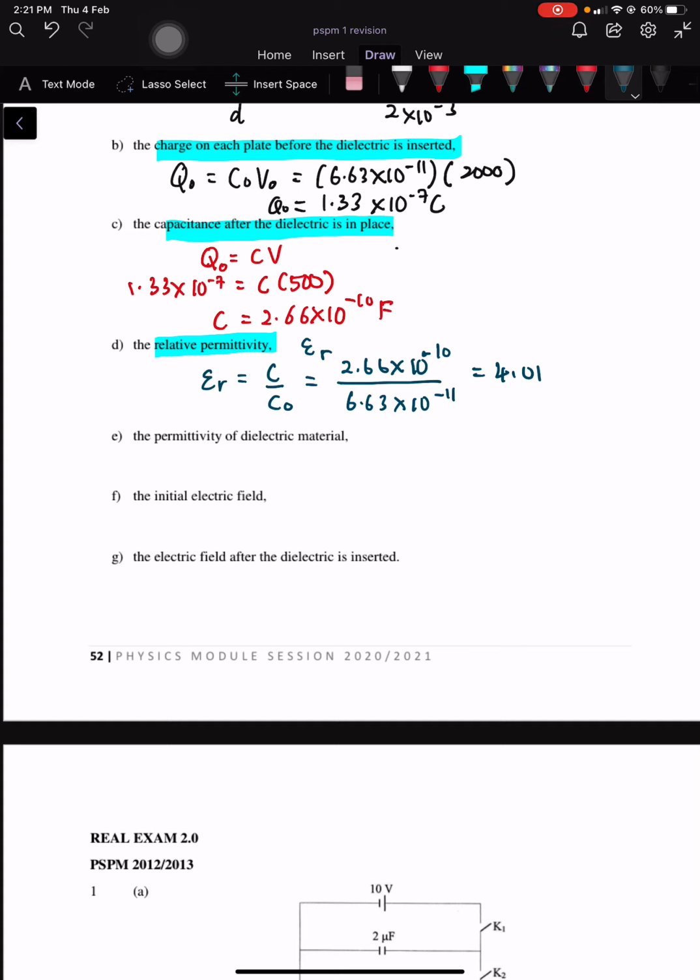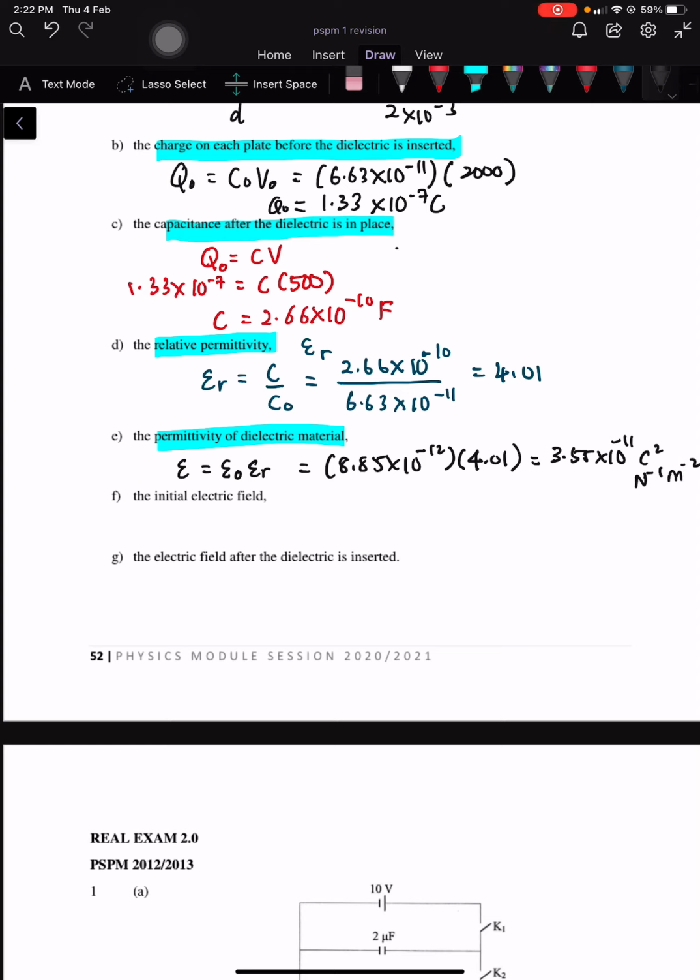unit. Okay, so next is the permittivity of the dielectric material, epsilon. So epsilon is equal to epsilon naught times epsilon R. Okay, so epsilon naught is 8.85 times 10 to the power of negative 12, times 4.01. So you will get 3.55 times 10 to the power of negative 11. Unit is C2 N negative 1 M negative 2. Okay.